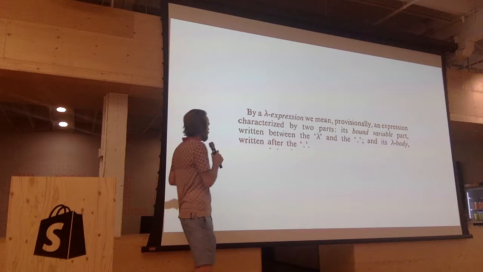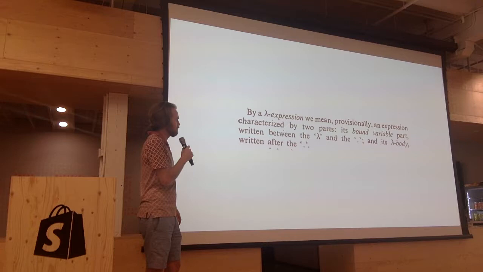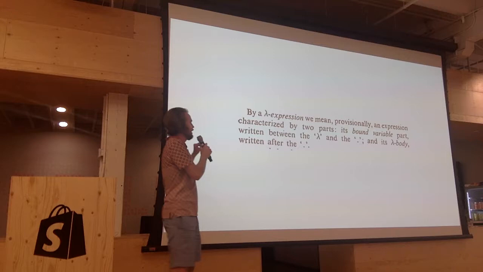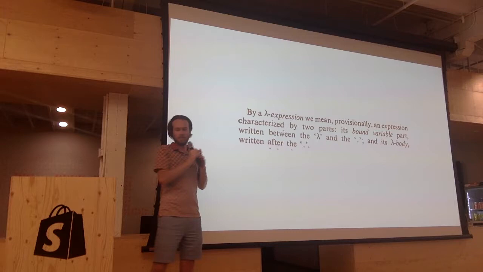So a lambda expression. This is the building block of the lambda calculus. So he describes it here. It's this lambda symbol, and then the bound variable or bound variables, and then a dot, and then the body. So what you should be thinking of here, and here's an example of one.